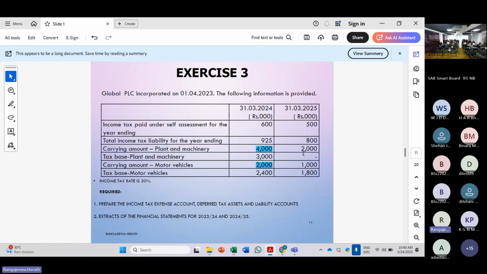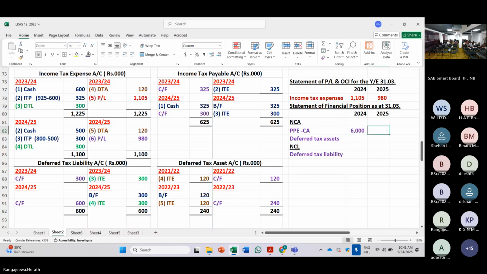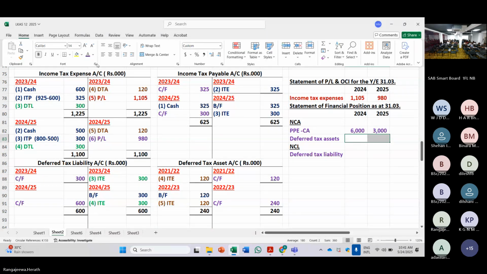Second year, 2000 and 1000, property plant and equipment 3000. Deferred tax asset 120 to 240.